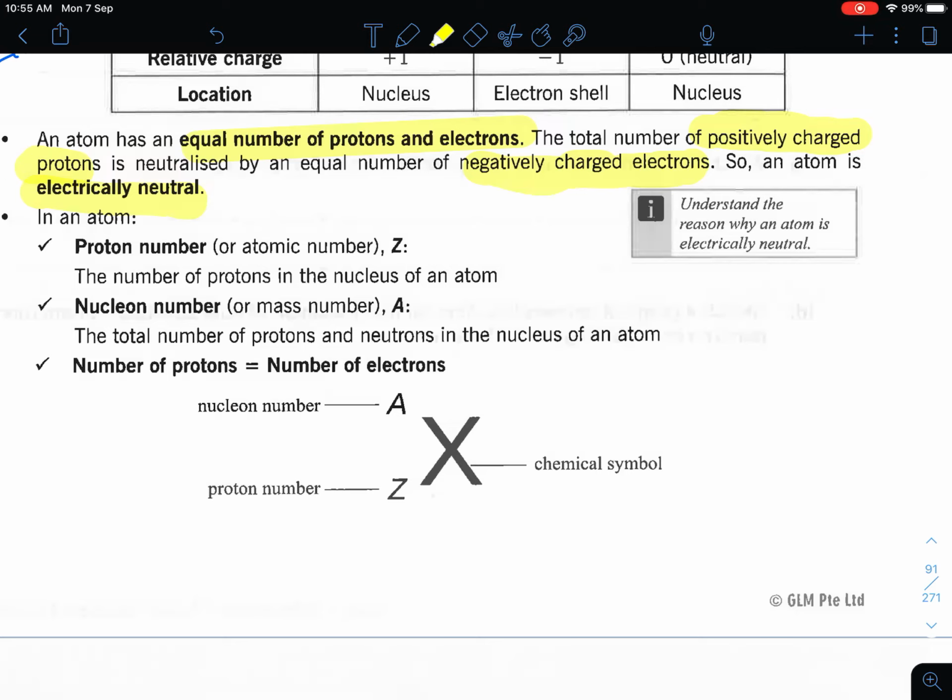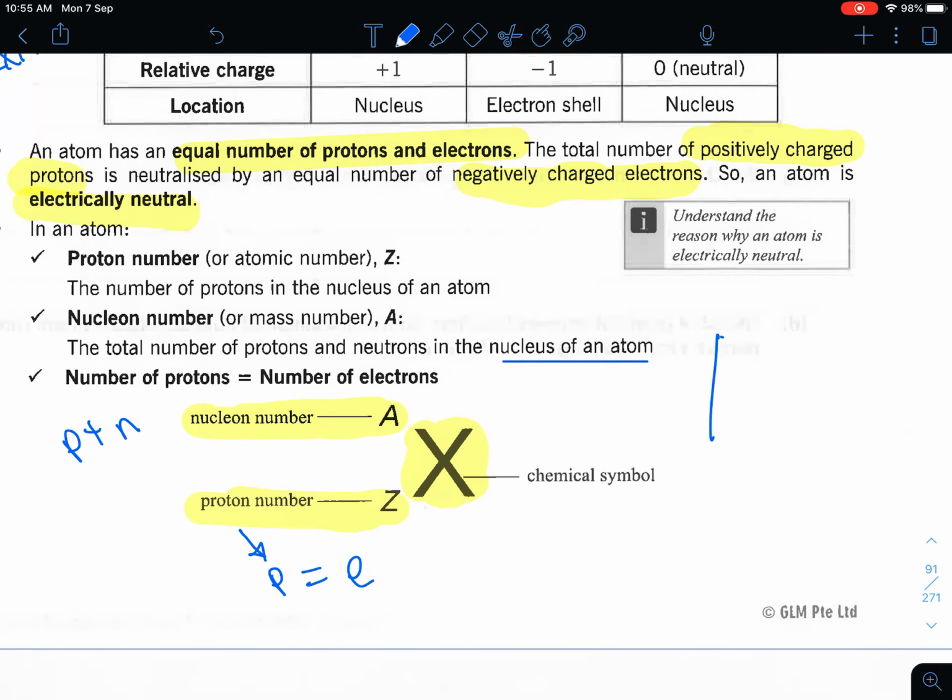Now, one common way to write this out is with the chemical symbol of an element, where the nucleon number is right at the top and the proton number is at the bottom. What this means is that the nucleon number comes from the word nucleus. What is found inside the nucleus is the number of protons plus the number of neutrons. Whereas the proton number is just your number of protons, which is the same as the number of electrons. So this is some of the information that you can obtain from the periodic table, from the element.